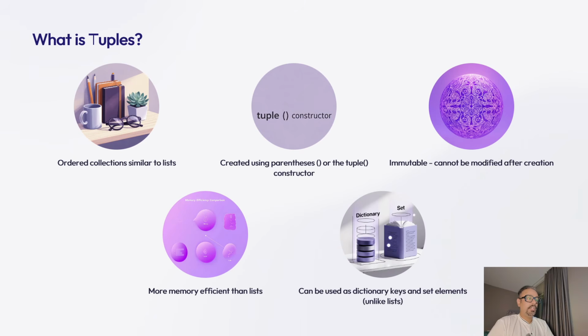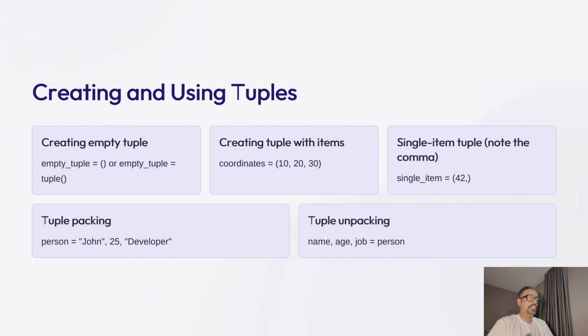This immutability comes with some advantages like better memory efficiency and the ability to use tuples as keys in dictionaries. In machine learning, tuples are super useful for storing fixed structures like coordinates, RGB color values, or dimension settings that I will show you in the example very soon. Now let's see how we can create tuples and how we can use tuples. There are a few different ways to create tuples in Python that I will show you in a bit.